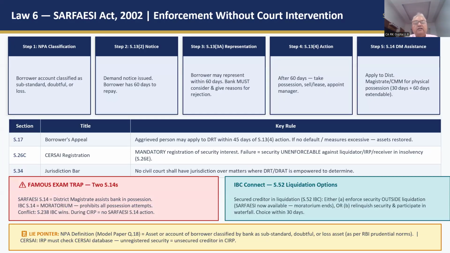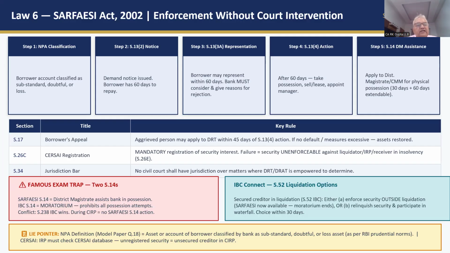Now let us see regarding the SURFACE Act. So first of all, the SURFACE Act covers only secured loans. So unsecured loans are not covered here. First of all, if the bankers want to take action under the SURFACE Act, they have to classify their account as NPA. So the borrower account is classified as substandard, doubtful or loss as per the RBI norms. Only then can you issue notice for invoking provisions of the SURFACE Act.